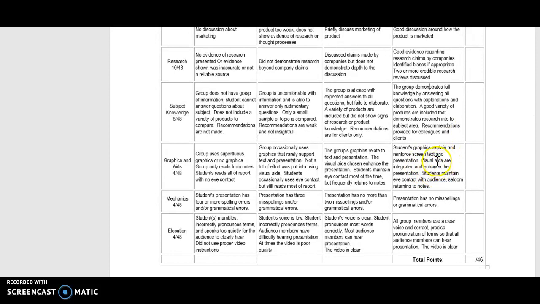Graphics, visual aids, eye contact is all very important, and don't just read off notes because you will lose marks. The PowerPoint needs to have no misspellings or grammatical errors, and we need to be able to hear you, so clear voice, precise pronunciation, and the video is clear.